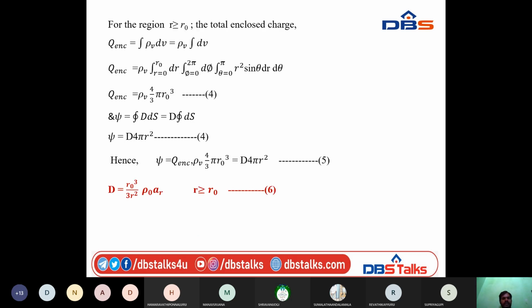And case 2 we will see when the radius is greater than the sphere radius. The same procedure is followed here also. That is, Q equals rho v into dV. We already know the value for rho v dV, 4 by 3 into pi r cube, and psi equals D dot dS. The same procedure you can follow.